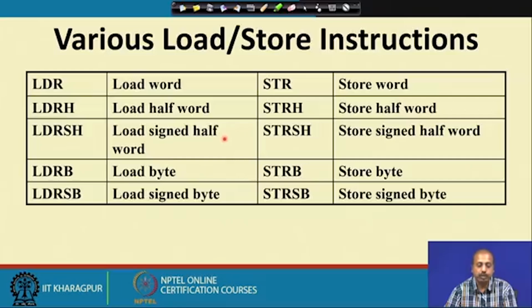Next, we will look into the other instruction, STR. LDR is for loading, and similarly STR is for storing, just the other way. You can say STR some register to some memory location, so the content of that register will be stored in the memory location. Then the variants: LDRH load half word, STRH store half word, LDRSH load signed half word, STRSH store signed half word, LDRB load byte, STRB store byte. These are the various load and store variants.